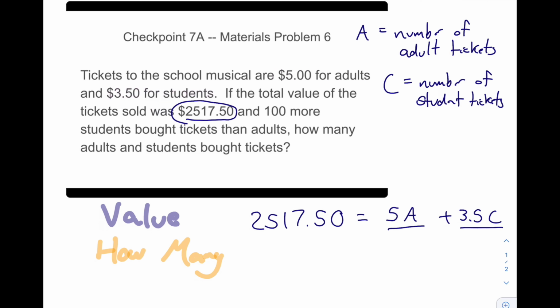So the how many, now we want to direct our attention there. We have 100 more students bought tickets than adults. In other words, students is bigger than adults. Well, how much bigger? 100 bigger. So students, we called that C. So the number of tickets for students is 100 bigger than that for adults. And there's our two equations. Now we can set about solving those equations.